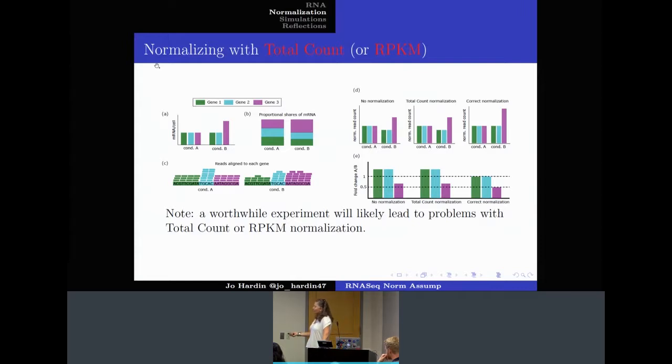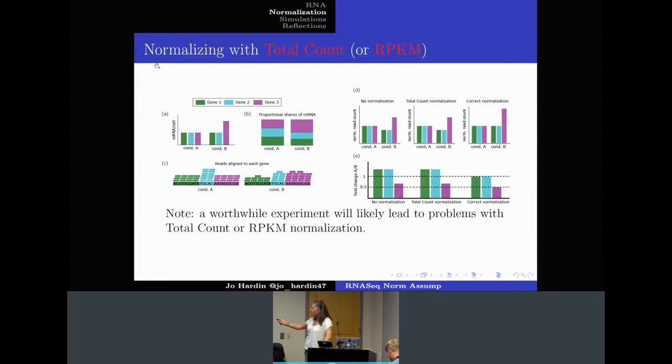So this note here is not trying to be flippant. It's just trying to say, you want to see changes, right? When I say this worthwhile experiment idea, the whole point is to really make things change. And if they're changing in ways in particular like this, you're going to get problems. I've obviously made this example quite extreme here, but you're going to get problems like this when you just use total count or RPKM for your normalization technique.